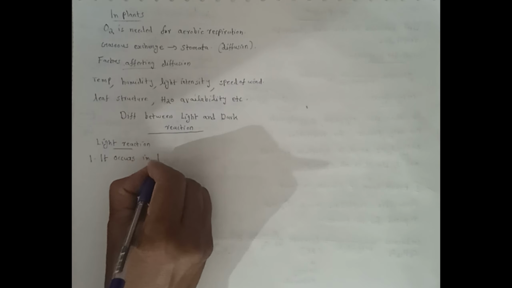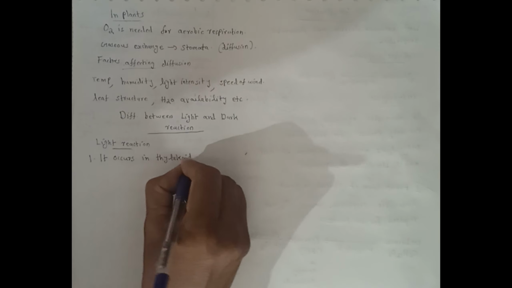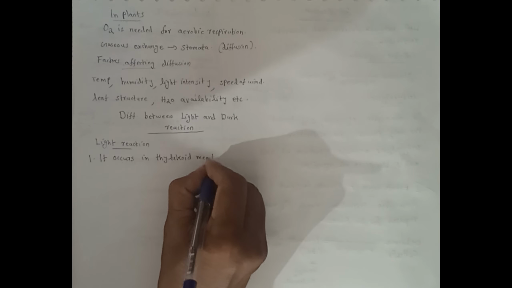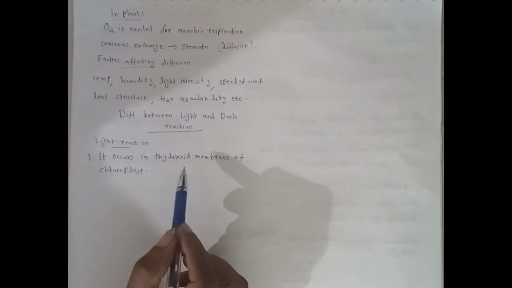Light reaction occurs in the thylakoid membrane of the chloroplast.